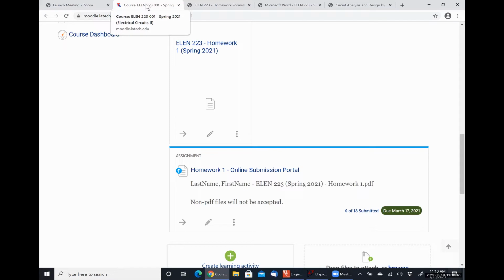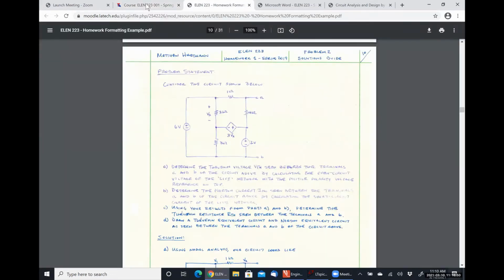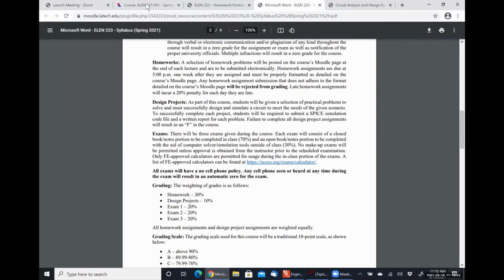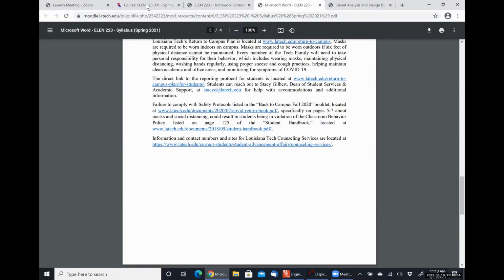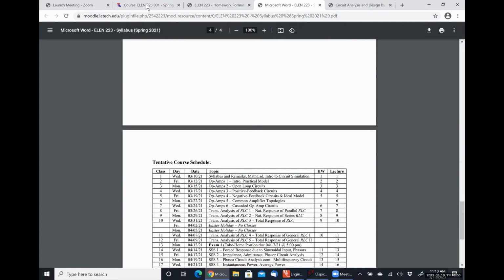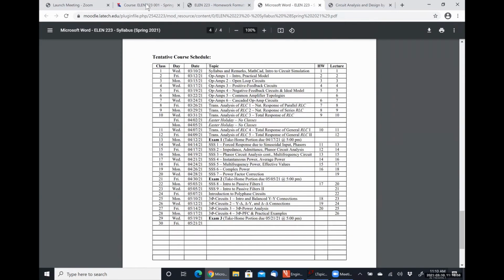No, it's not every Monday, Wednesday, and Friday. So let's pop back over to the syllabus if I can find it real quick. So jumping ahead here, these are a list of the dates you should expect to receive a homework assignment. So homework assignment 1 is on the 10th. Homework assignment 2 will be assigned on Friday, etc.